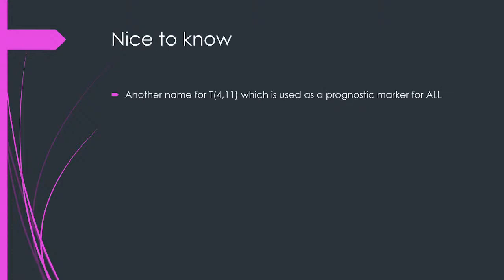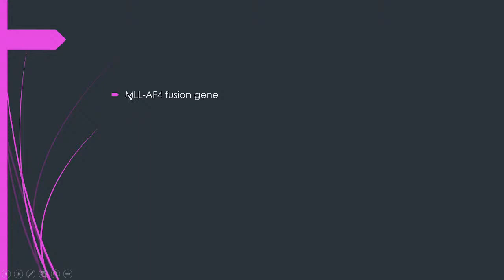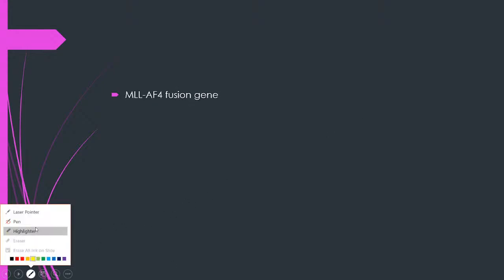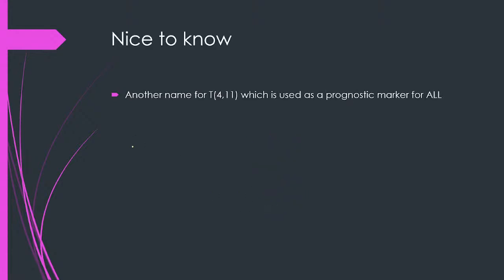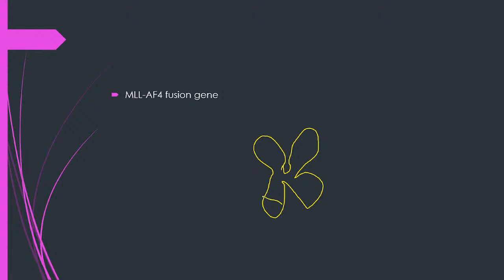All right. Another name for translocation 4;11. Does anybody know? This is actually a fusion gene. This is MLL-AF4 fusion gene. What happens is that in this particular case, imagine this is your chromosome. This is a normal chromosome. Translocation 4;11. For example, here is the one that is translocated.